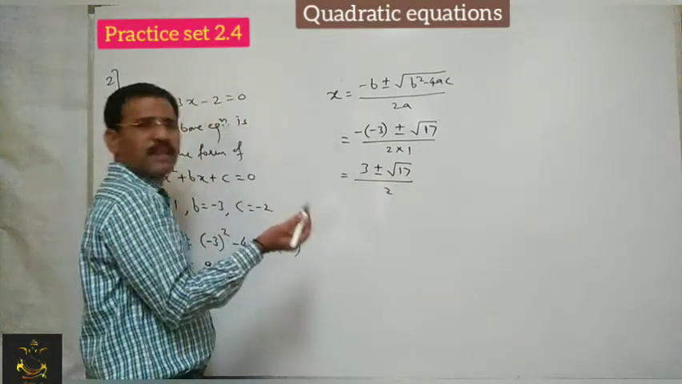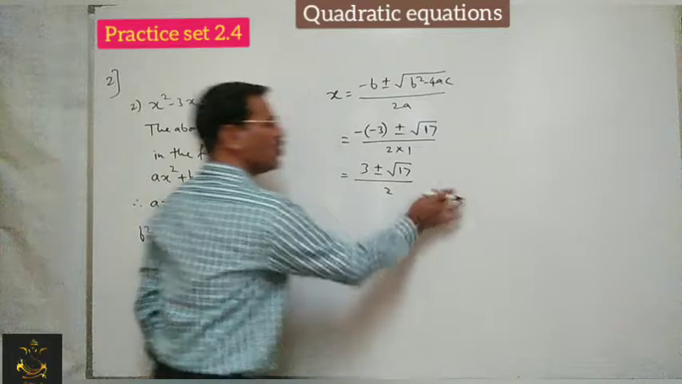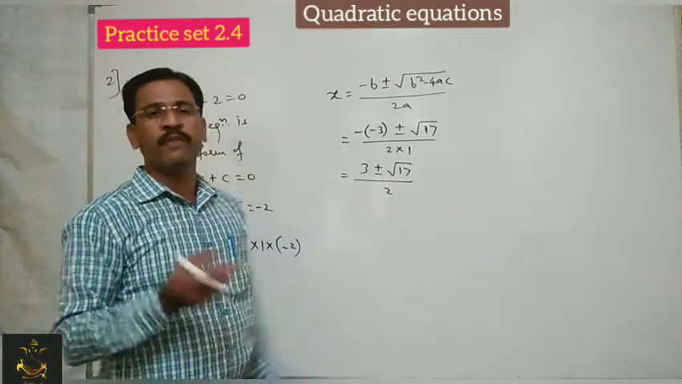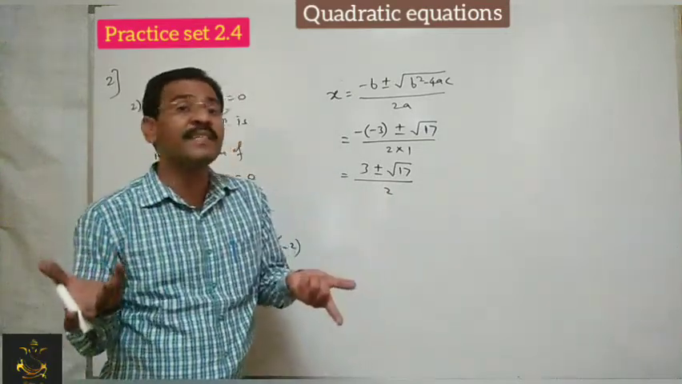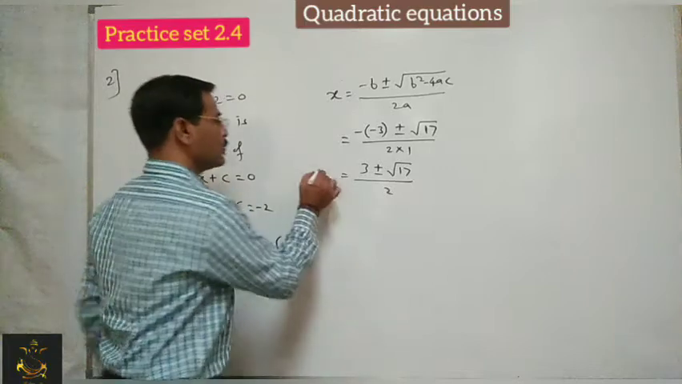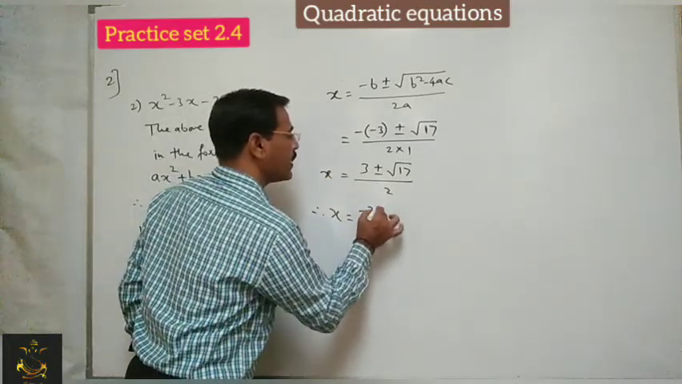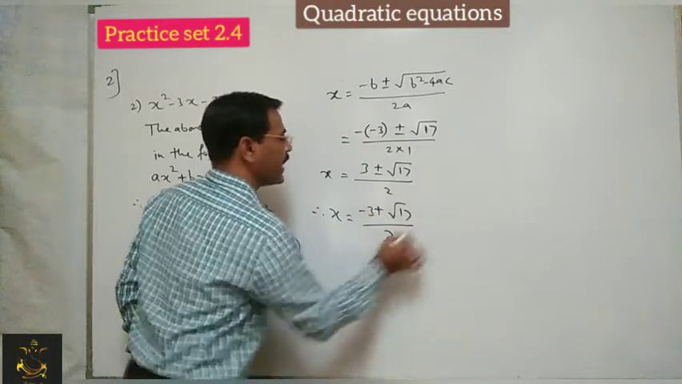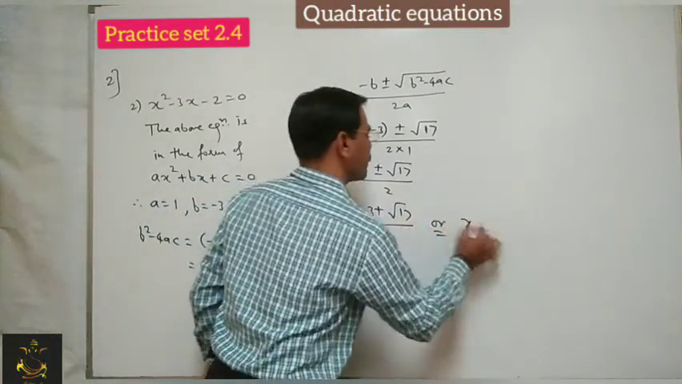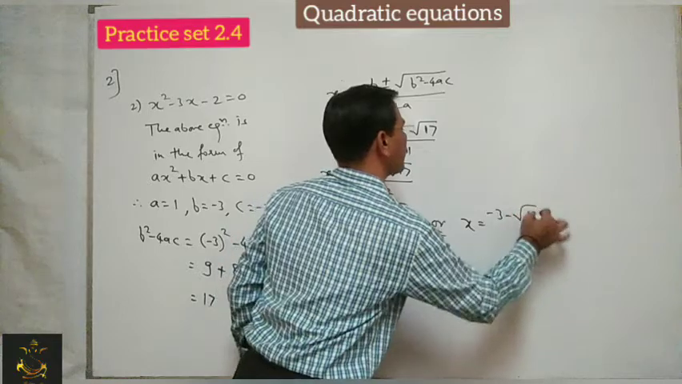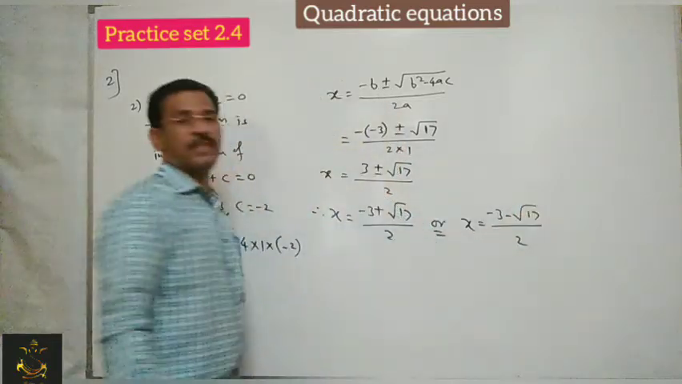It is not divisible. Keep as it is. And 17 also, we cannot write root of that one. We cannot split 17 because it is a prime number. So that's the answer, right? Plus and after that minus. Understand friends? This is the procedure.